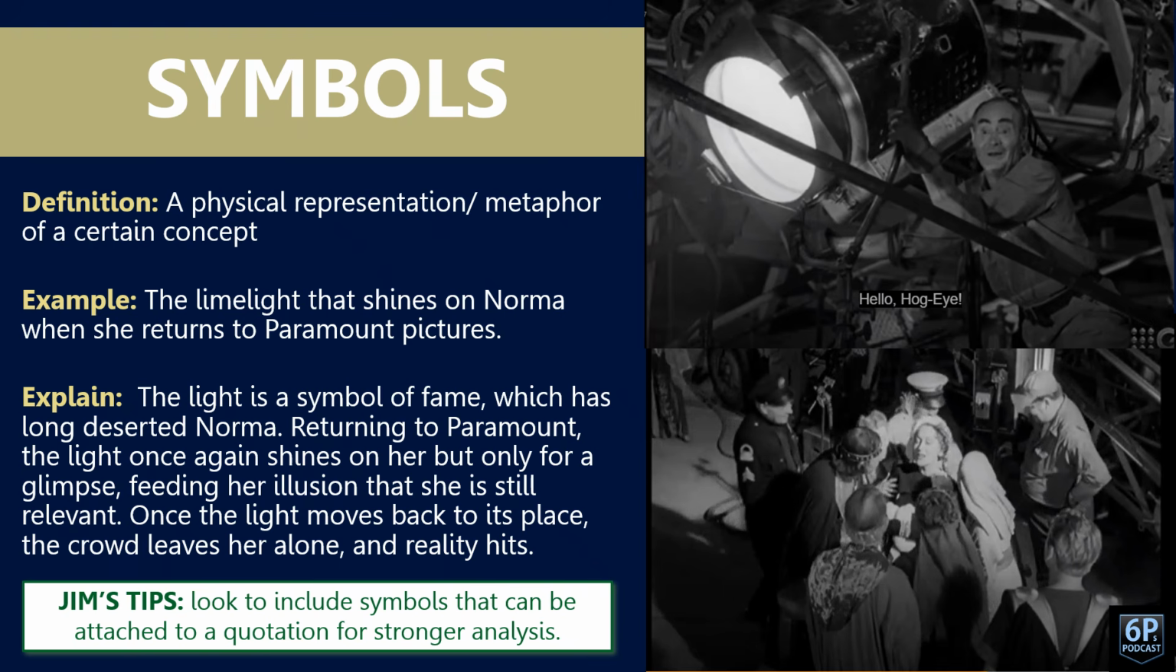Symbols. We know symbols really well from pretty much every single text we have studied. There's quite a few symbols throughout this text. The one I'm using here is of the spotlight, and this shines on Norma when she returns to Paramount Studios. The spotlight is a symbol of fame, which has long deserted Norma, and returning to Paramount, the light once again shines on her, but only for a glimpse, feeding her illusion that she's still relevant.